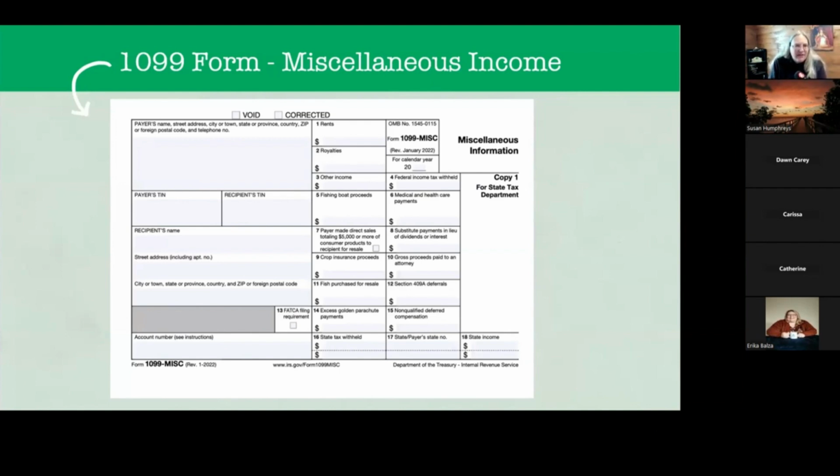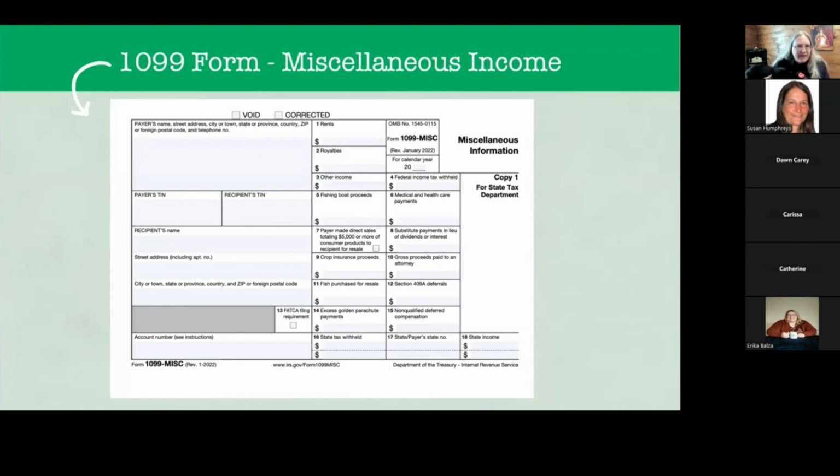check it, if the payer made direct sales totaling $5,000 or more of consumer products to the recipient for resale. So this is the only time that you issue a 1099 for products, and you're not reporting anything except for that you did it by checking the box. Substitute payments in lieu of dividends or interest would go in box 8 and not on the 1099 dividend or 1099 interest form. Crop insurance proceeds, gross proceeds paid to an attorney, that would be the settlements.